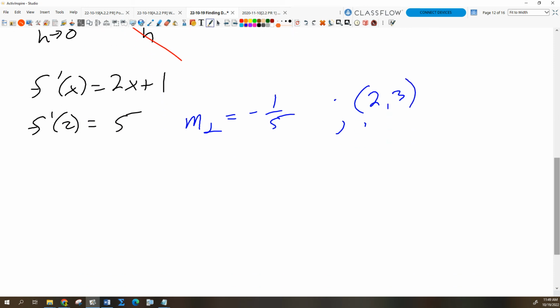Right? So my line is just going to be y minus 3 equals negative 1/5 times x minus 2. And if they want it in slope-intercept form, just distribute the negative 1/5 and add 3 to both sides. Okay?